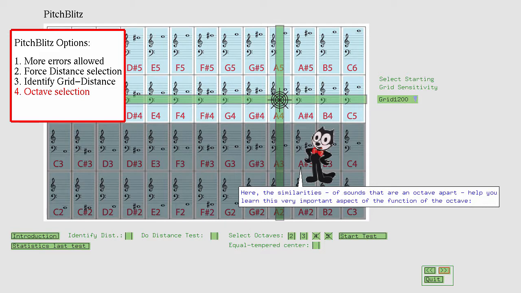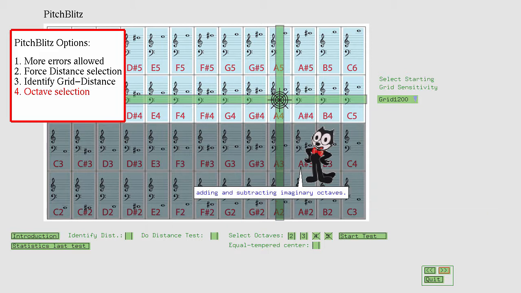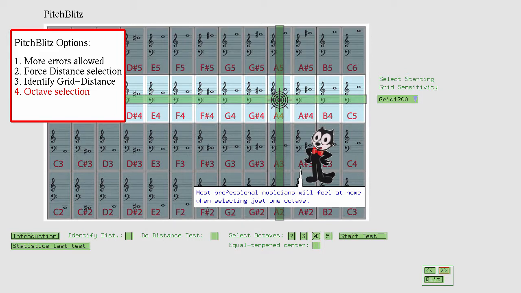Here, the similarities of sounds that are an octave apart help you learn this very important aspect of the function of the octave: adding and subtracting imaginary octaves. Understanding the division of the sound space through the concept of the octave sharpens the ability to classify distances. Most professional musicians will feel at home when selecting just one octave. However, even with only one octave selected, the pitch grid test is challenging when the grid sensitivity drops below 100 cents. Thus, the pitch grid test gives you a new tool to improve your relative pitch listening.